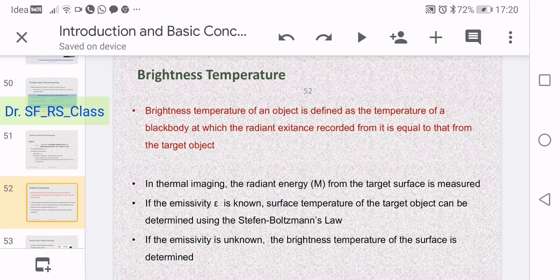If the emissivity is unknown, the brightness temperature of the surface is determined. So, with the knowledge of emissivity, we will be able to identify the temperature of the object from thermal images. And if we don't know the emissivity, we can use the brightness temperature characteristic, and brightness temperature can be identified to fix the temperature of the object.